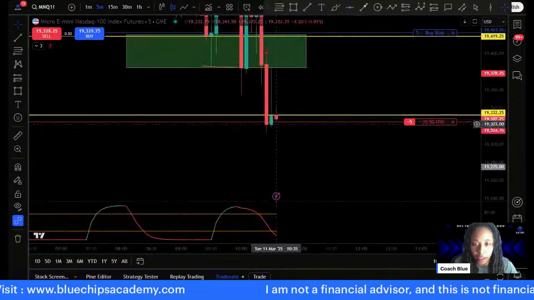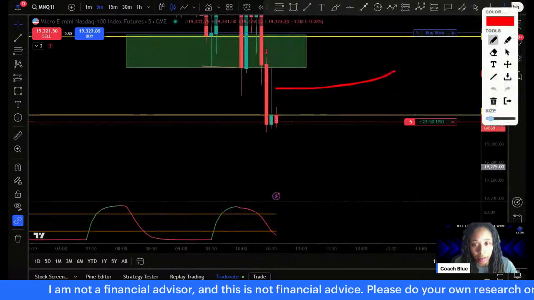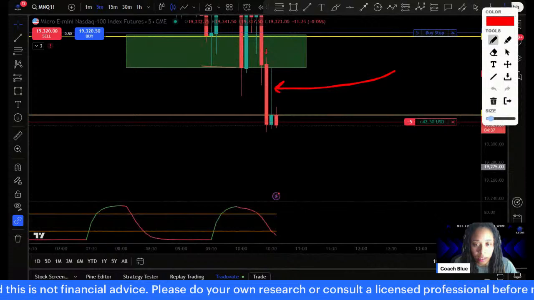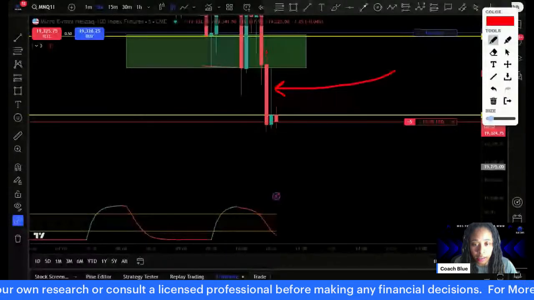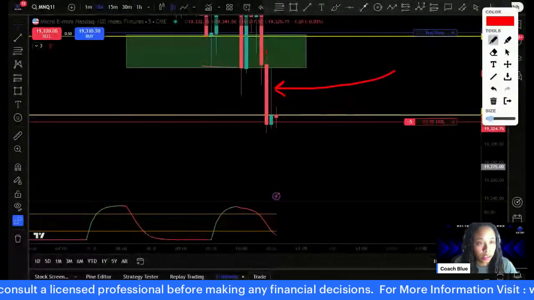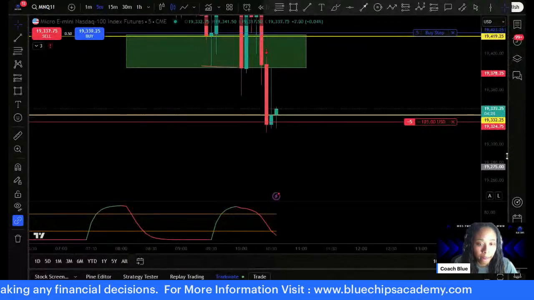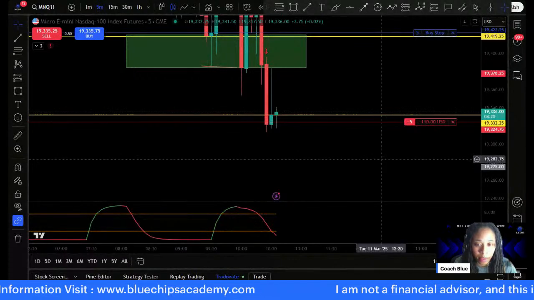Let's see if we can get a nice engulfing candle. That was a huge rejection here on this candle. So we might get some momentum after that, because it started off really strong and then it got smacked down by the sellers. We'll see how it closes out. Four minutes left on this candle, so we still have a lot of time here.